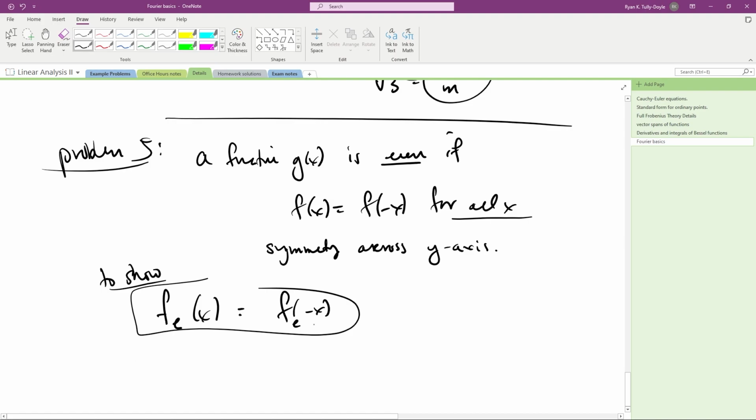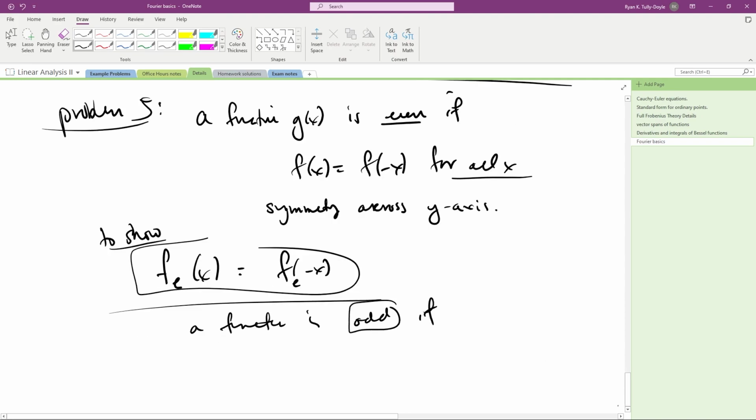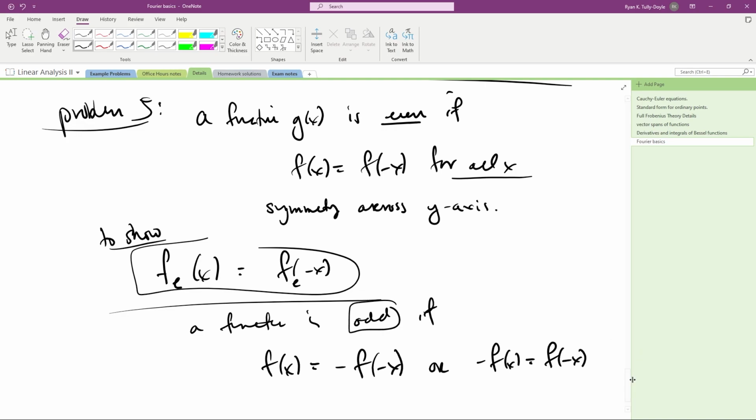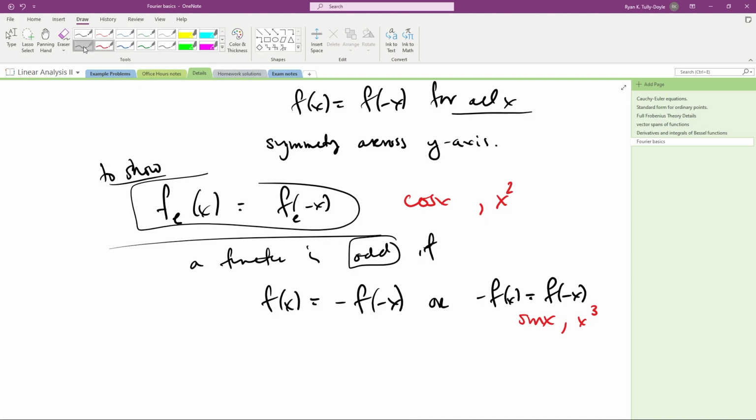A function is odd if f of x is equal to minus f of minus x. Or some people like to write minus f of x is equal to f of minus x. An example of this would be the sine. Or say a function like x squared or a function like x to the third. Those are functions that have this property. This is called symmetry about the origin.